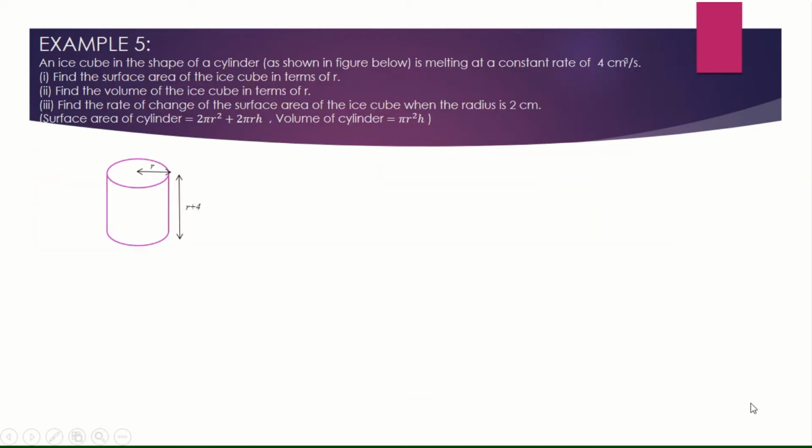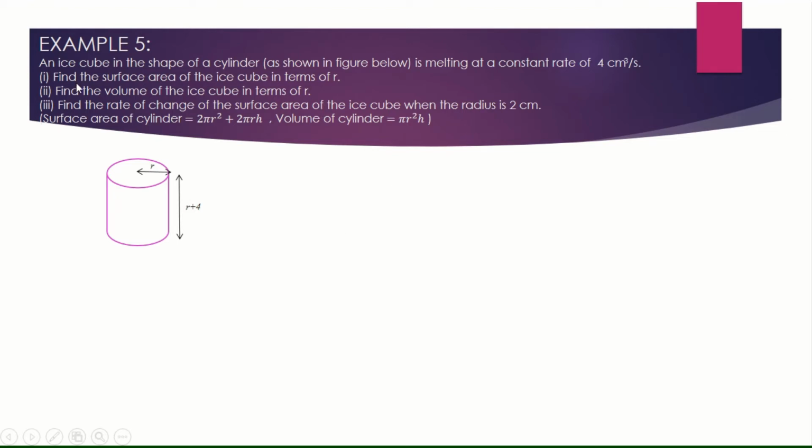Now we go to example number 5. An ice cube in the shape of a cylinder, as shown in the figure here, is melting at a constant rate of 4 cubic cm per second. We want to find the surface area of the ice cube in terms of r, and also the volume of the ice cube in terms of r. And number 3, we need to find the rate of change of the surface area of the ice cube when the radius is 2 cm.